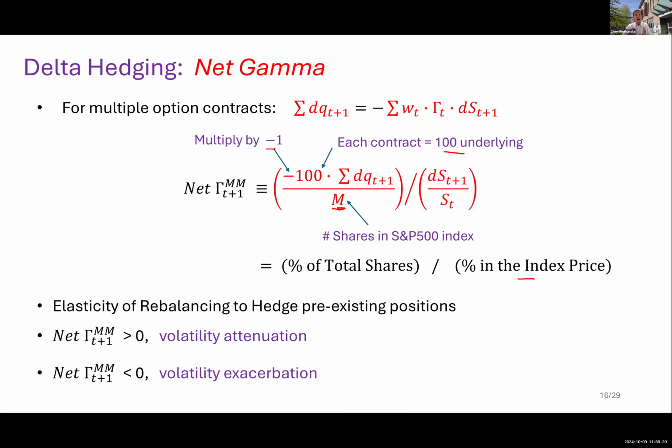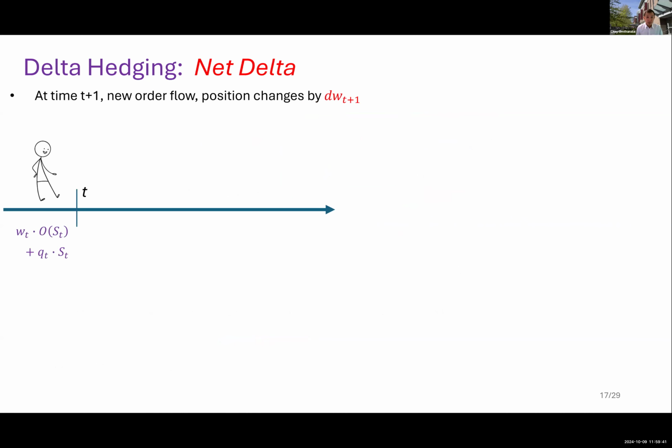And when the net gamma is positive, it means that the market makers are hedging in the direction that attenuates the volatility. If the net gamma is negative, they're hedging in the direction that would exacerbate volatility. So that's the first hedging need exposure. The second one is delta, the net delta. This is hedging against new order flow.